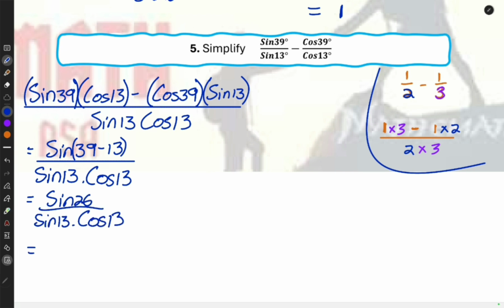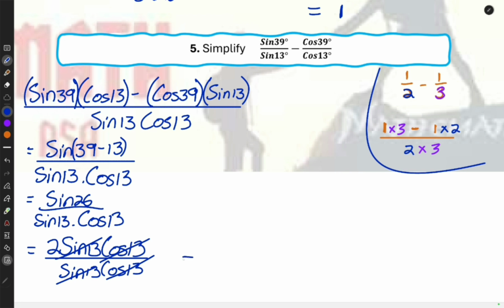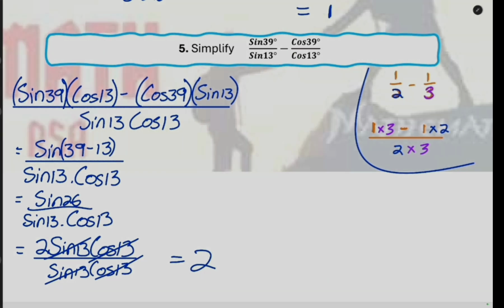And now, because the top is sine 26, it's actually sine 2 times 13. So I can expand that to 2 sine 13, cos 13, and then all over sine 13, cos 13. So they cancel out, and then you just have an answer of 2. A question like this can be 5 marks. Because you did the LCD correct at the top and the bottom, you get 2 marks. Then for spotting the compound angle, you get a mark. Then for doing the double angle with that one, and then for getting the answer.